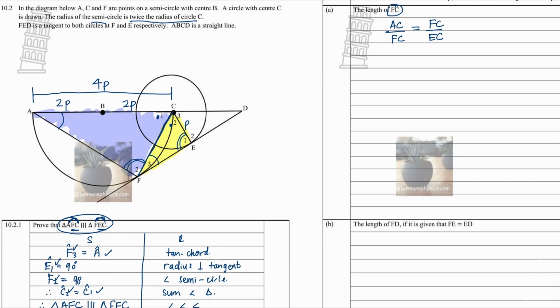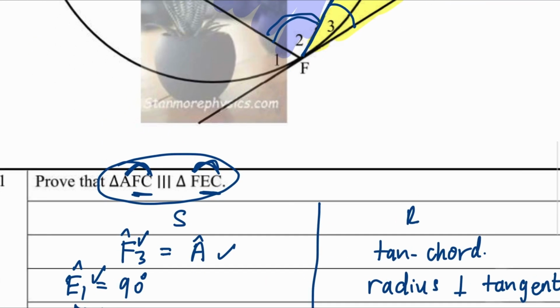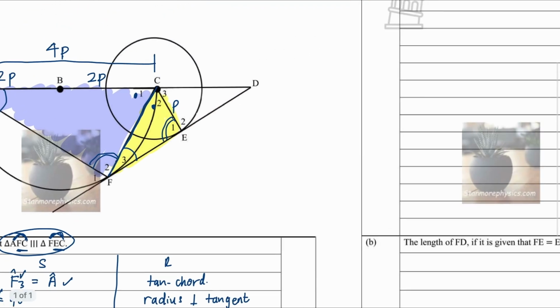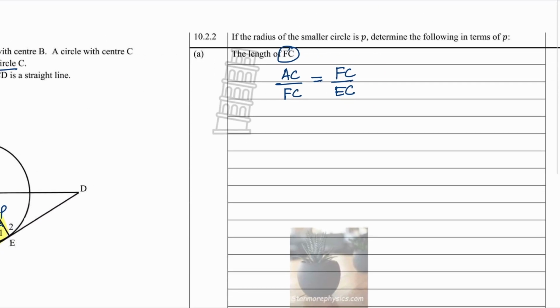All I did was look at our triangle similarity and choose sides that we know or that we want. We know AC and we know EC. We wanted FC, so that's why I chose those. Now we know AC is 4P, FC is what we want, and that is equal to FC divided by EC, which is P.